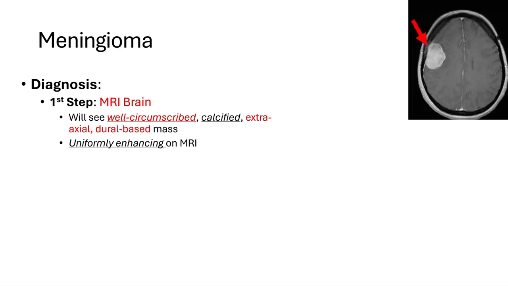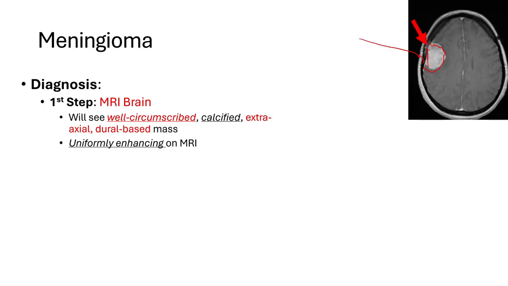The diagnosis is again going to be stepwise, with the first step being an MRI of the brain. In this, comparatively to oligodendrogliomas, we will see a well-circumscribed calcified lesion. We can see here we have good defined borders on the outside, and we have pure calcification in the center. This is going to be an extra-axial dural based mass. So this is actually attached to the dura.